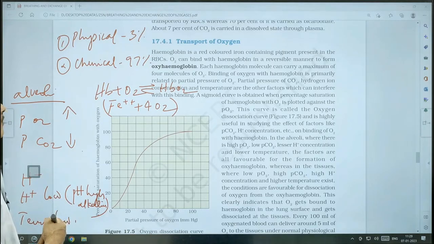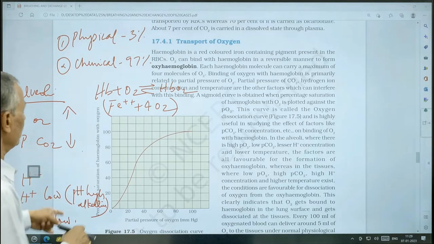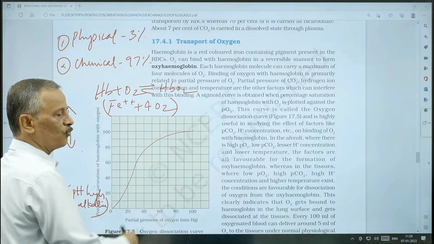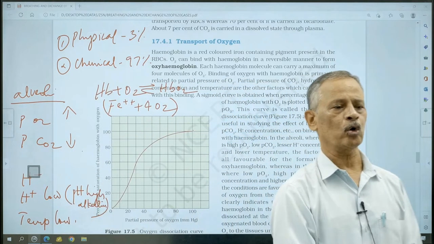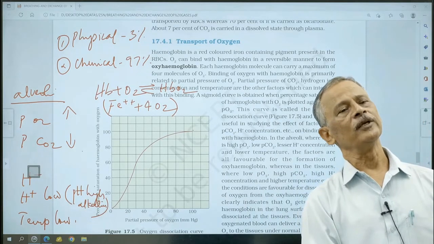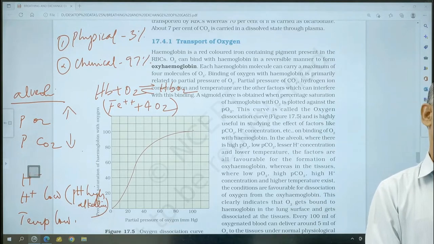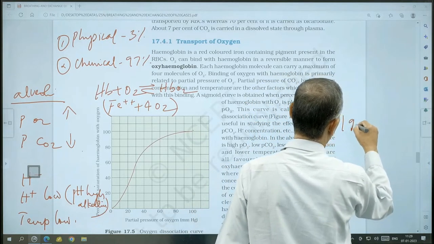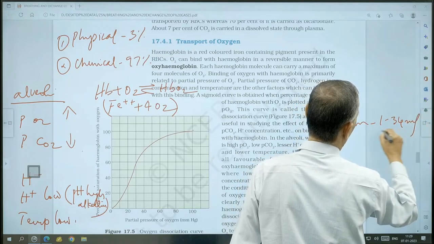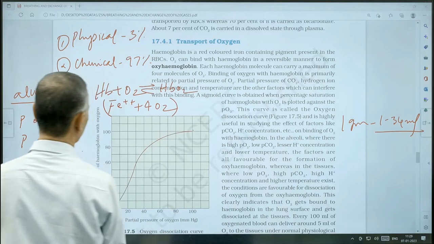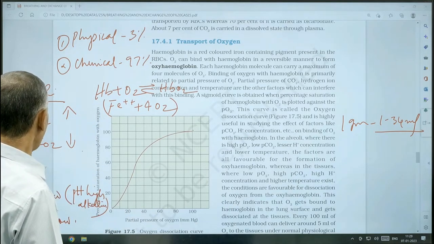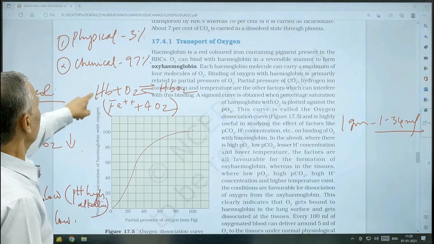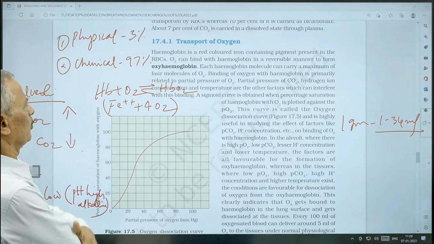Partial pressure of oxygen is very high, and under this condition, slowly hemoglobin will take oxygen one by one, and finally it becomes fully saturated, meaning all the four oxygen molecules are attached to the hemoglobin, and one gram of hemoglobin can carry about 1.34 ml of oxygen. So carbon dioxide partial pressure is low, hydrogen ion concentration also very low. This is the reason in alveoli hemoglobin and oxygen combine to form oxyhemoglobin.